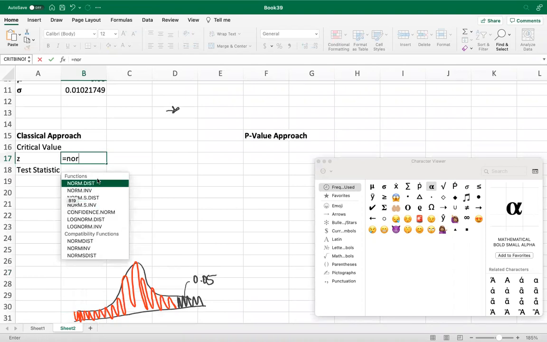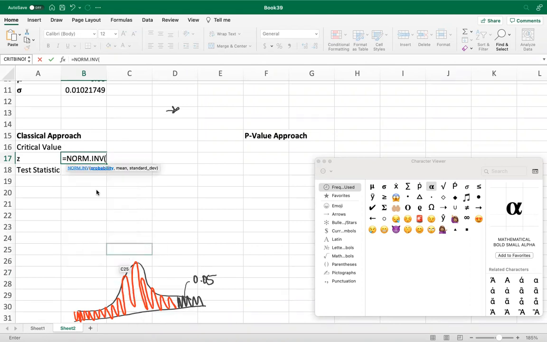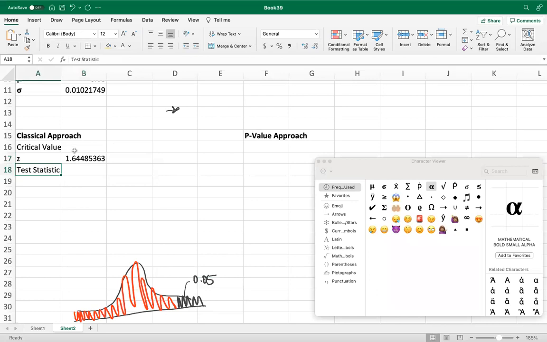So here, the critical value Z is going to be equal to a normal inverse. Do we have an area or do we need an area? For this one, we have an area, and this red area is going to be 0.95. It's the complement of 0.05. Because we're looking at the standard normal distribution, our mean is going to be 0. Standard deviation is going to be 1. Hit enter, and that's our critical value.